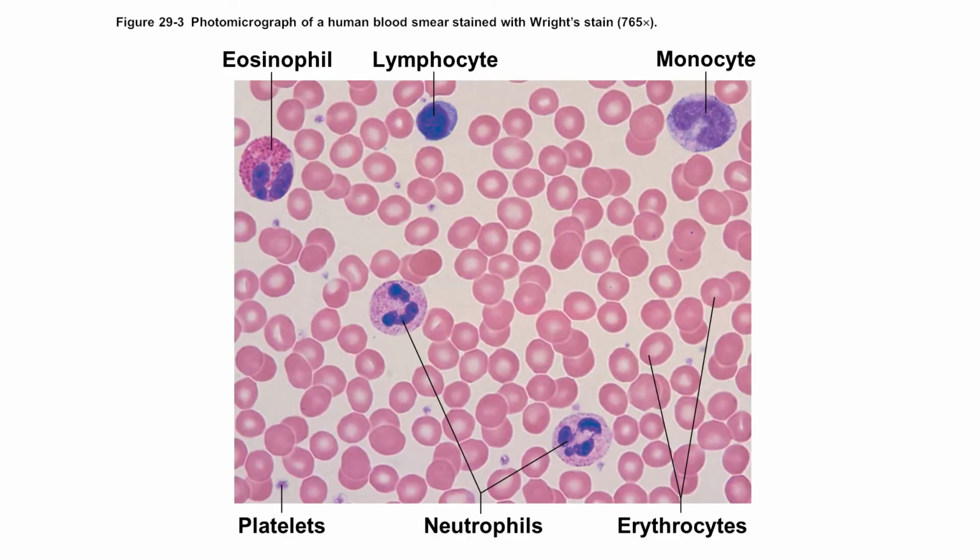When looking at a blood smear on a slide, it will look much like this, where the pink cells are the red blood cells, and the purple ones, you see purple nuclei, will be the white blood cells. There you notice some of the more popular ones: eosinophil, lymphocyte, monocyte, and the neutrophils. And then you see the tiny little purple granules. Those are platelets.